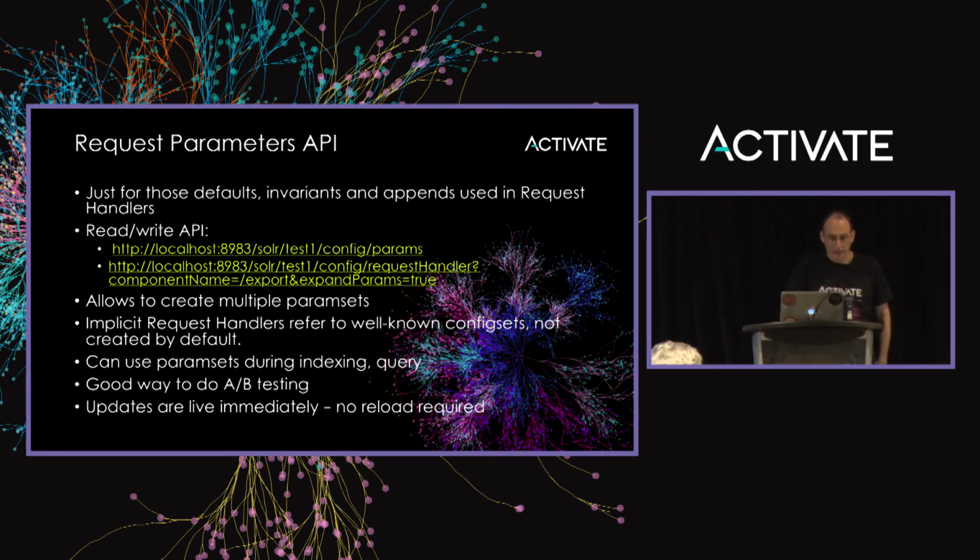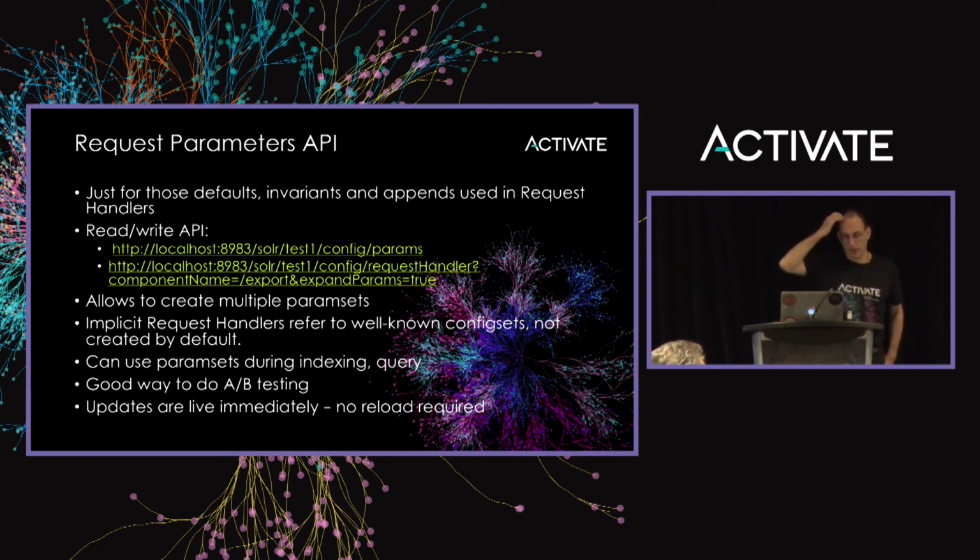Okay? And then we have request parameter APIs. It's just for those defaults, right? For the defaults, invariants, appends that you have in your request handler, on your select, on your query, on the custom thing you create for your domain-specific things, where you lock some of the parameters, create variables and all that stuff. There is an API to create those.